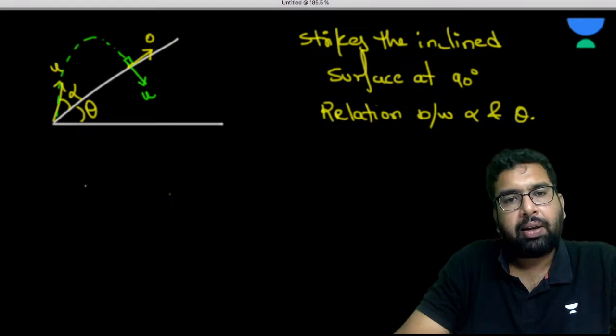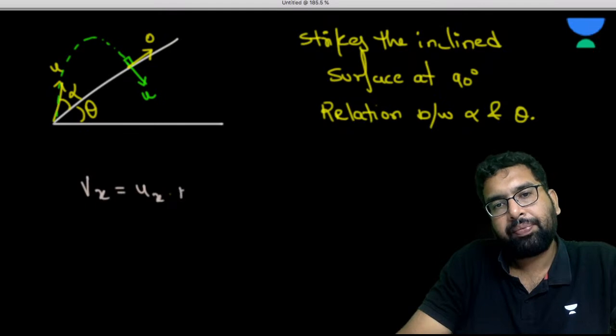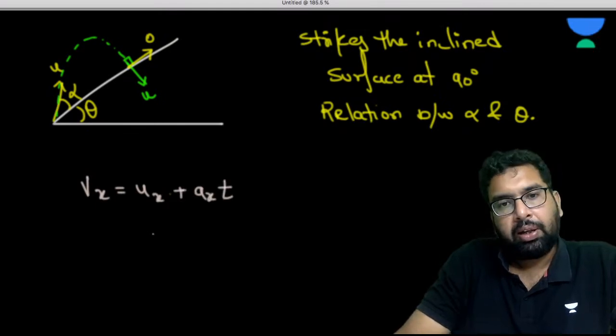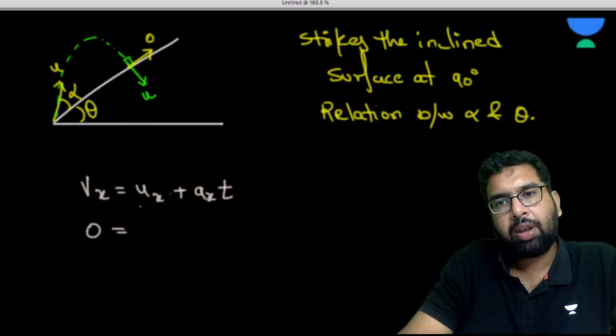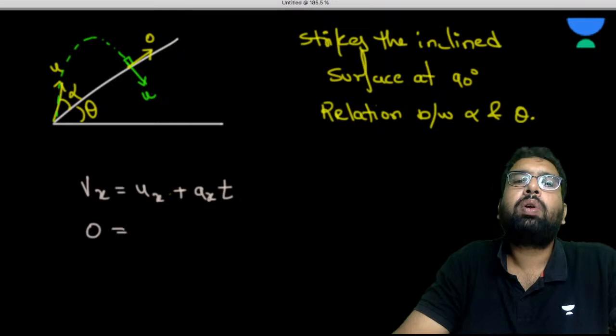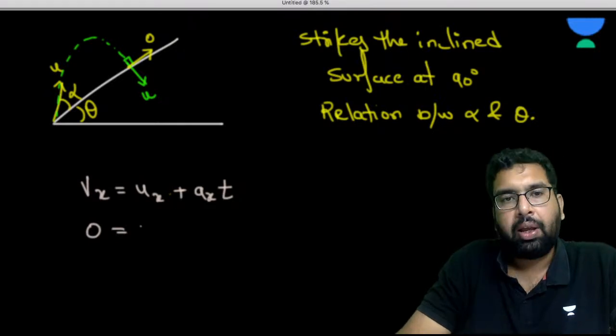So can we write Vx is equal to Ux plus Ax t, right? Now what is this Vx, the final velocity in the x direction? This is going to be 0 because it fell perpendicular. So when it fell perpendicular, the x direction velocity is going to be 0, isn't it? Yes, sir, of course.